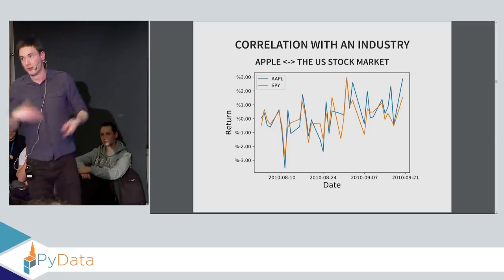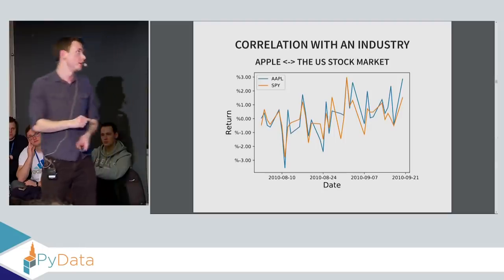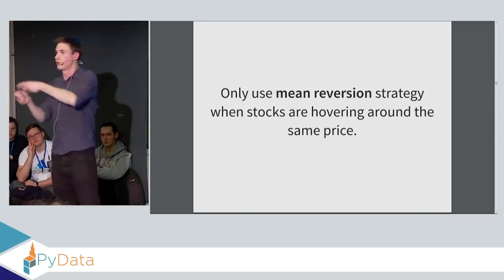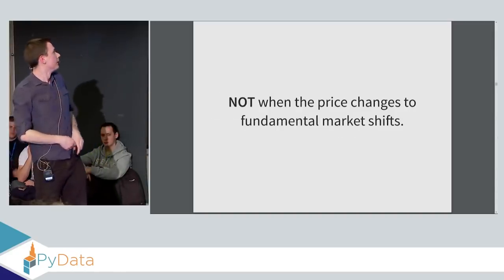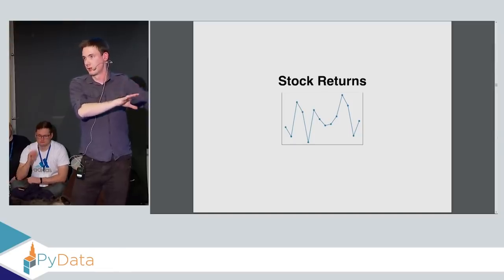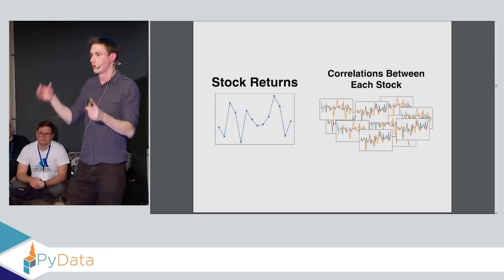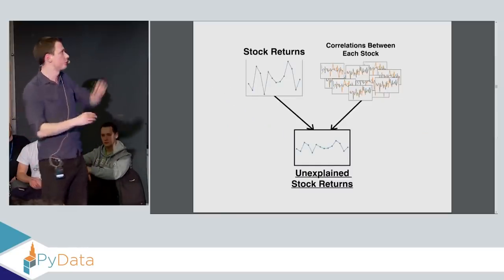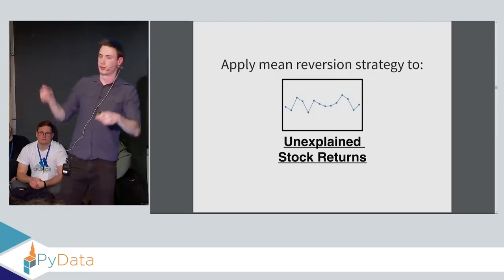Sounds pretty obvious, I know, but this is actually a very powerful and useful piece of information that we can use to avoid trading during these momentum phases. So we use stock correlations to detect these phases and only use mean reversion when we think that stocks are hovering around the same price and aren't fundamentally going up or down over long periods of time. So basically, what this means is for all 7,000 stocks that we're going to trade, we're going to take the historical returns of that stock, combine them with the correlations that the stock has with all the other 7,000 stocks, and then merge this into a time series called the unexplained stock returns. And then we apply mean reversion to this adjusted return time series.